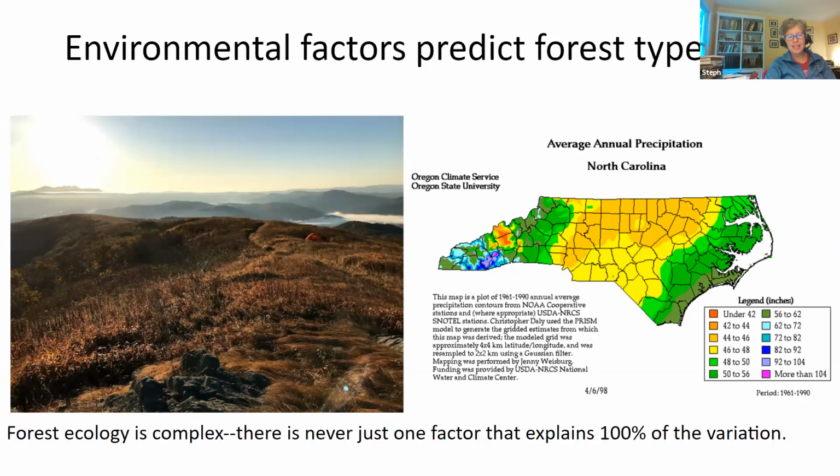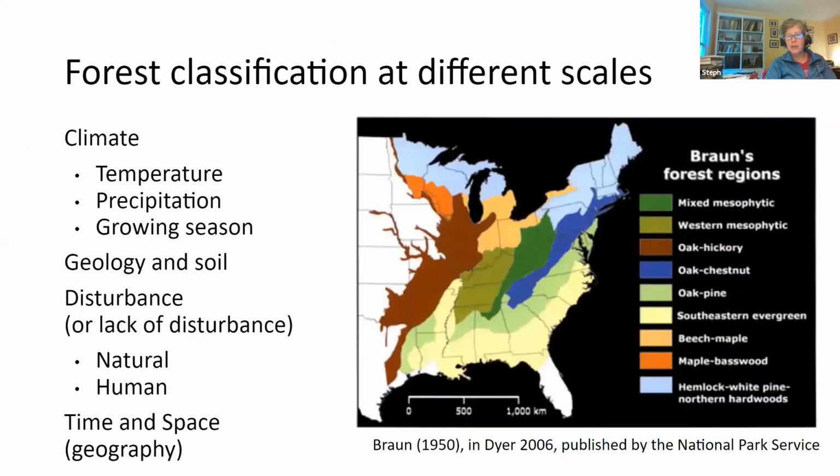And so the point of this slide is just that forest ecology is pretty complex. There's a lot of different factors that explain variation, and you'll never have just one factor that explains it all, right? This is also what makes forest ecology a really fascinating field, right? Trying to understand that complexity. So like I said, we can look at forest classification at different scales. So this is important, right?